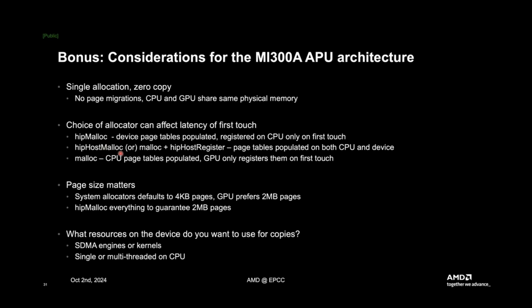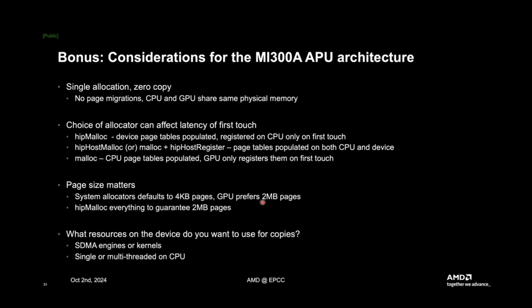When you use hipHostMalloc, when you allocate pinned memory, either of these methods, page tables are populated on both CPU and the device. So there should be no first touch latency on either side. When you use a system allocator such as malloc, then your CPU page table is populated, but the GPU only registers those pages at first touch. So tomorrow in the OmniPerf OmniTrace talk, you're going to see an example of this, and it's very fascinating.